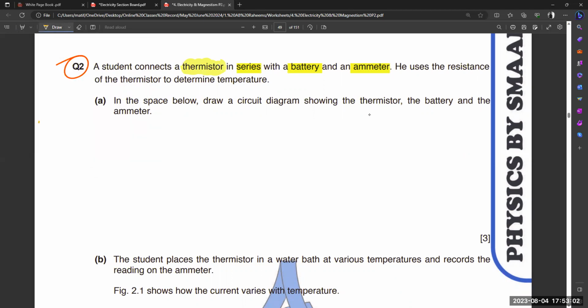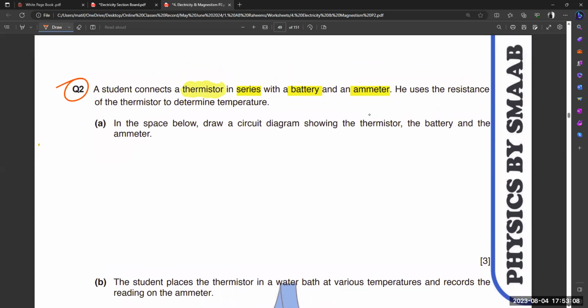Do you know the symbol of a thermistor? How to draw a symbol for a thermistor? If you don't know, I will draw it again. You may check from your notes afterward. So the diagram for a thermistor will be like this. And for a battery, you know that we need to draw one long line and a shorter line. And for an ammeter, you just need to write A in the circle. So that shows you the meter.